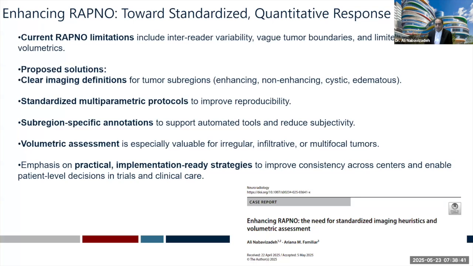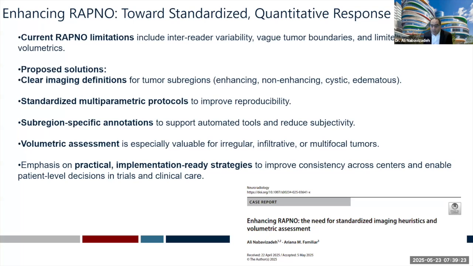This is a letter to the editor that we recently published in Neuroradiology, focusing on how to enhance RAPNO guidelines. Current limitations include inter-rater variability, vague tumor boundaries, and limited use of volumetrics. And so these guidelines would significantly benefit from more clear imaging definitions for tumor subregions, and standardized multiparametric protocols that allow for volumetrics and reproducibility, and also to allow more consistency across the sites and for clinical trials.